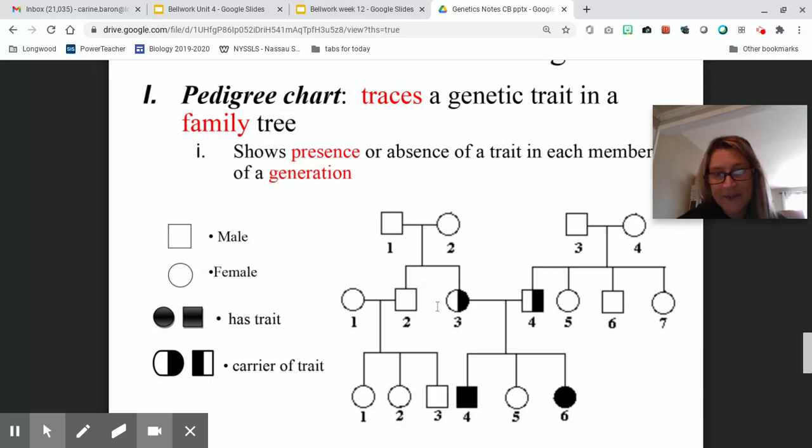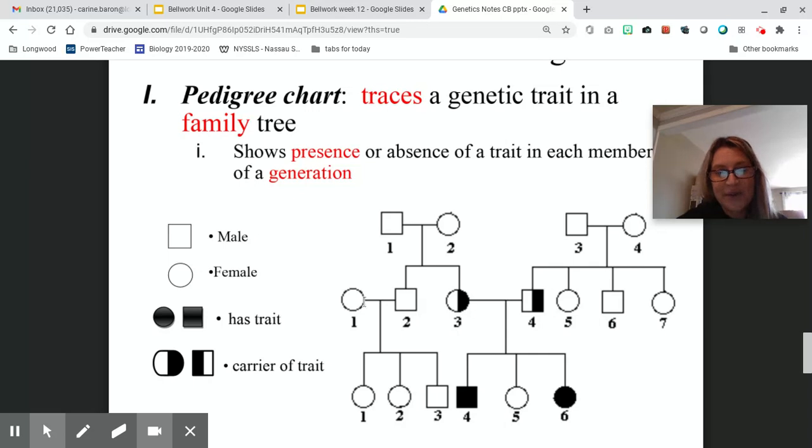Now what I want you to see is, are they male or female? Well, this couple had a male and a female. So they have a son and a daughter. Okay? All right, let's keep going.